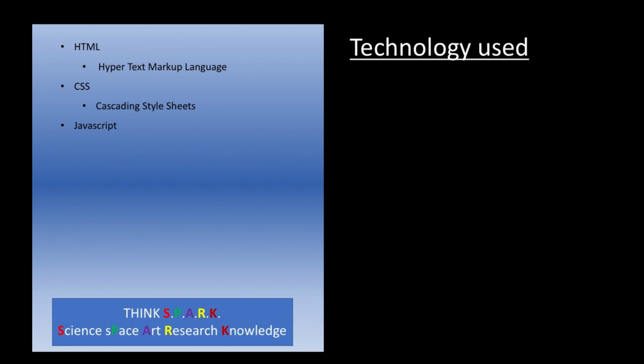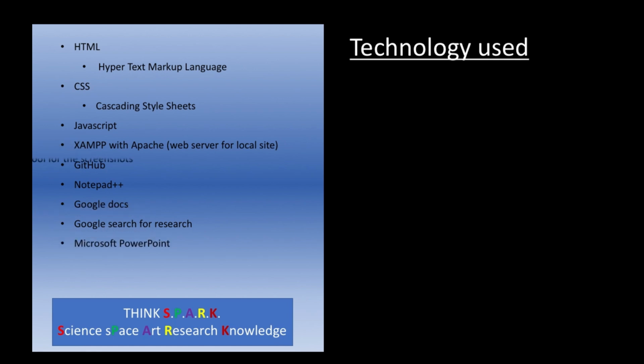I also used XAMPP and Apache for a web server. A web server is required to run the site on any laptop. GitHub is the code repository. I've used GitHub to store the code and take backup. Notepad++ is used to write the code, and Google Docs is used for the books and Google search engine for the research. Finally, I use Microsoft PowerPoint for this slideshow that I'm showing right now.